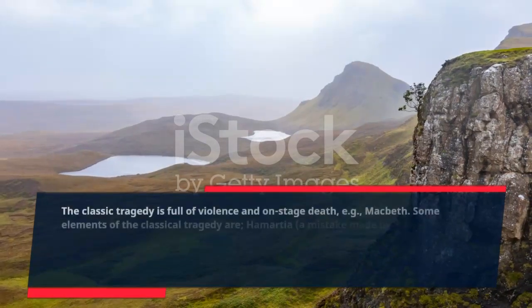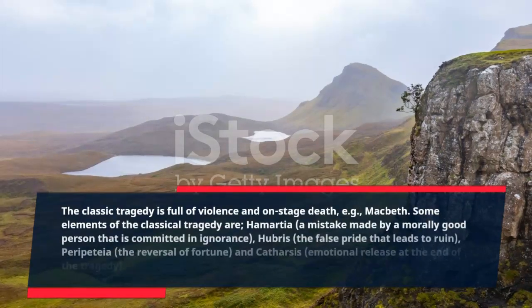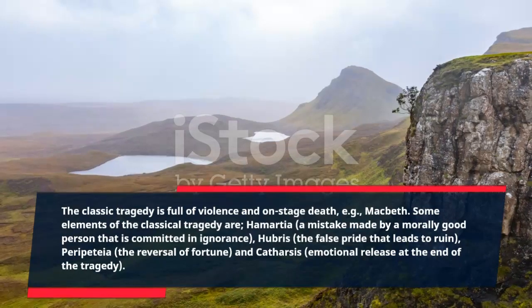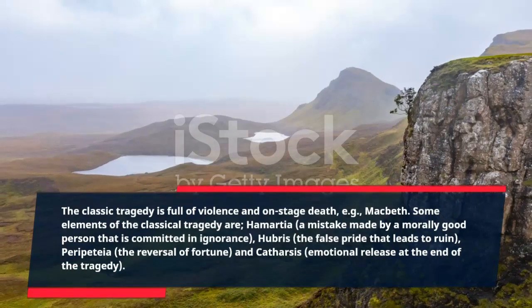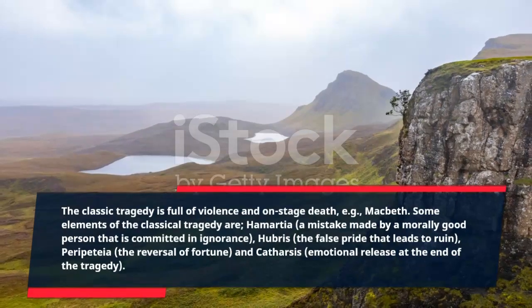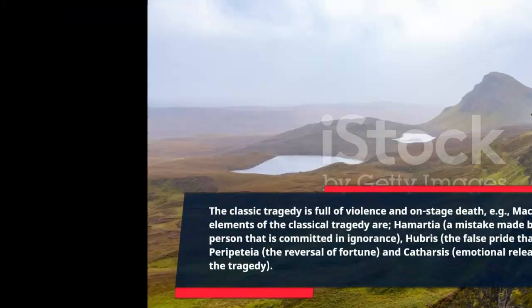Some elements of the classical tragedy are hamartia, a mistake made by a morally good person that is committed in ignorance; hubris, the false pride that leads to ruin; peripeteia, the reversal of fortune; and catharsis, emotional release at the end of the tragedy.